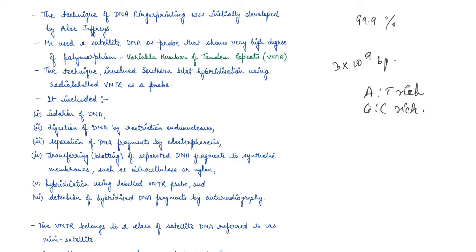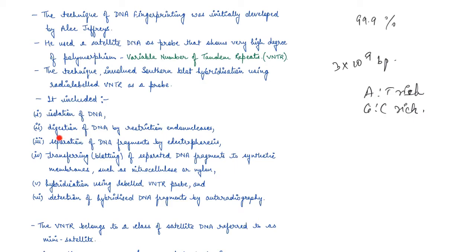Now, this technique involves Southern blot hybridization, using a radiolabeled VNTR as a probe. How does it happen? It includes, first, isolation of DNA. First, we isolate the DNA, right? Then we digest this DNA with restriction endonucleases.